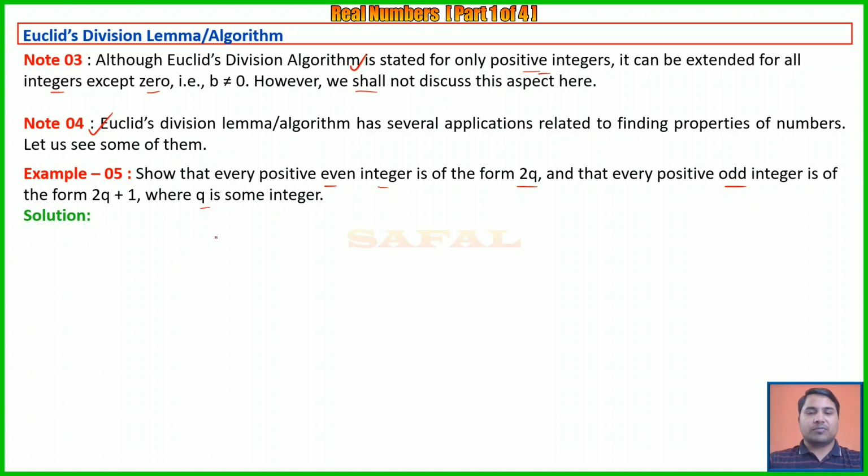Here we know that a number is said to be even if it is divisible by 2. So let's take the number as a, and the divisor as 2. As per Euclid division lemma, I can write a equals 2q plus r, where r is greater than or equal to 0 and less than 2, the divisor. So r has two possibilities.